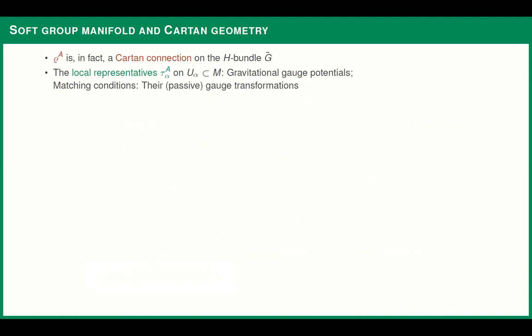And those and tau, which are defined on n, are indeed the gravitational gauge potential, and the matching condition that they have to fulfill for this construction to be well defined are just the passive gauge transformation. So those are the local representatives of the Cartan connection, and are the objects that we are dealing with in the end when we build the theory on space-time, correspondingly on superspace when we talk about supergravity.